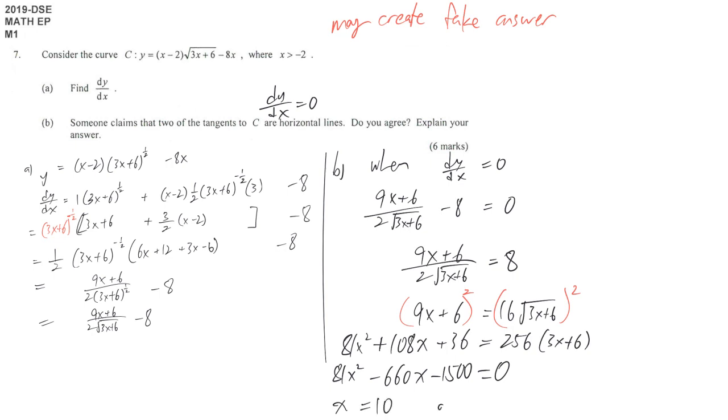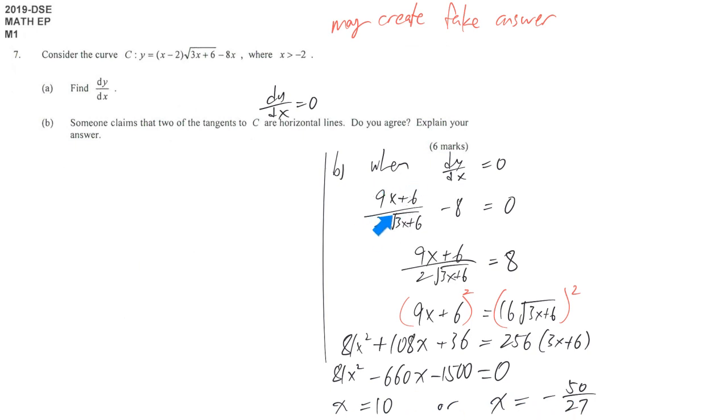x is equal to 10 or x is equal to -50/27. First, you have to check, does this fulfill our domain? This is just -1.8 something, so it fulfills the requirement. We will not reject this result because of the domain. But just like I mentioned before, squaring may create a fake answer. So that's why we have to test both, not only one, to ensure that it's valid. In order to test it, we just substitute inside and check whether the slope really equals 0.